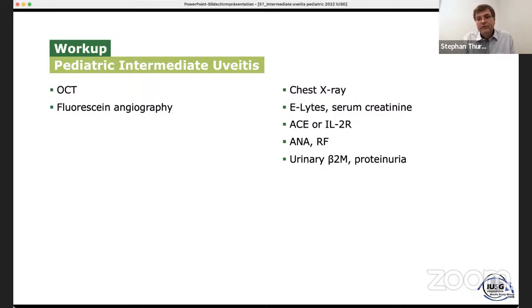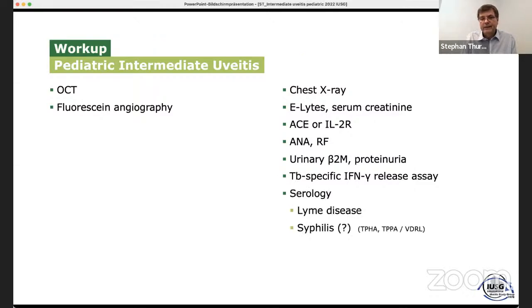And I think here I have to add urinary beta 2 microglobulin and proteinuria to this list, because again, TINU is probably overlooked in many cases. In countries where TB is a specific problem, an interferon gamma release assay should be done. Serology for Lyme disease probably has been a little overestimated in the last decades, but I think it's still worthwhile doing.